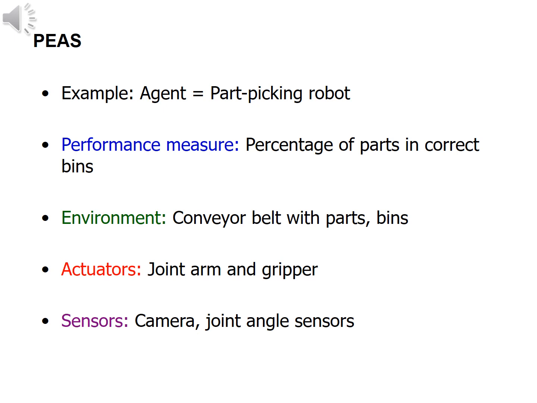A performance measure of this kind of system can be the percentage of parts in correct bins. The environment is, as we said before, a conveyor belt that brings all these parts and the bins where the parts should be put. Actuators are one or two jointed arms and a gripper. And sensors can be a camera, joint angle sensors, and so on.